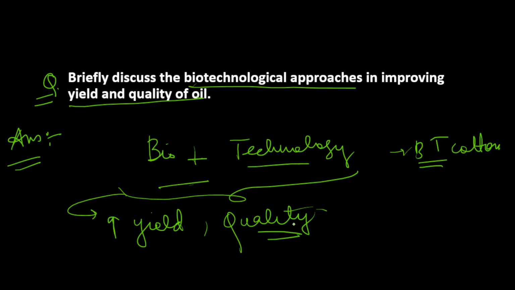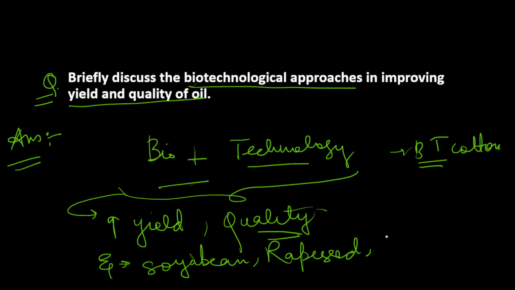You can write something about biotechnology, and you can give examples of some oilseed crops such as soybean. Then we have rapeseed, then groundnut, then sunflower. All these examples can be given. Then we will move to approaches. So what are those biotechnological approaches which can help in improving yield and quality of oilseeds? First one will be genetic engineering.